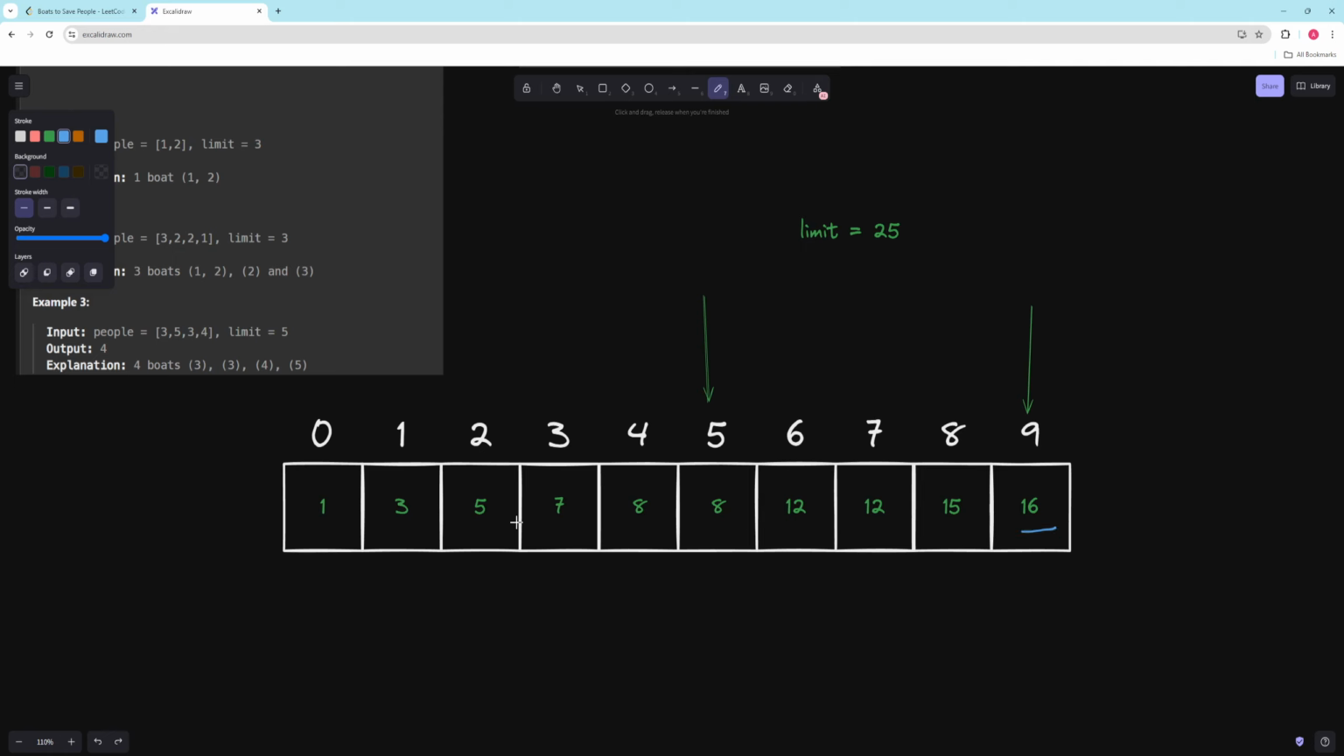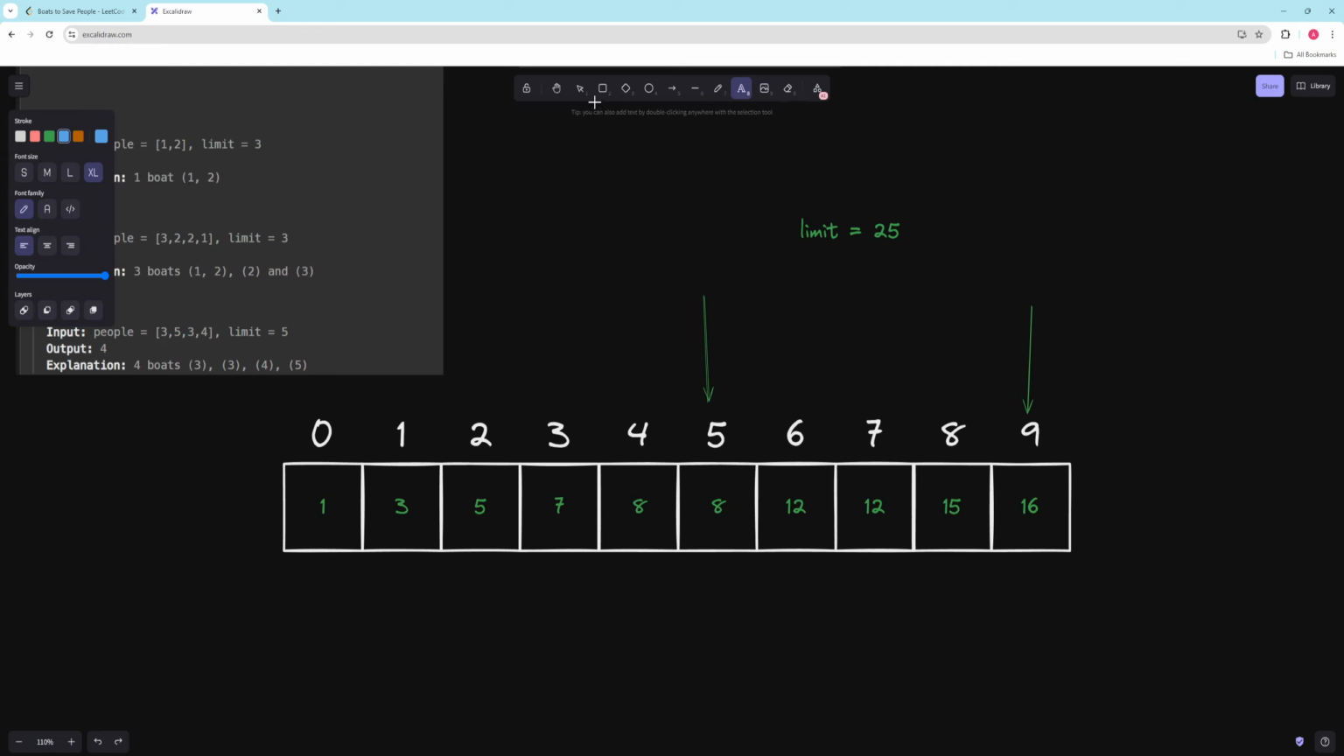I think it's reasonably simple to tell, but a lot of people ask, can you give me a proof? I don't know if I can give a proof, but hopefully that makes a little bit of sense, where you don't need to take the 2 people that get closest to the limit. You just need to take the biggest guy and the smallest guy if possible, because if that's not possible, that means the smallest guy is too big.